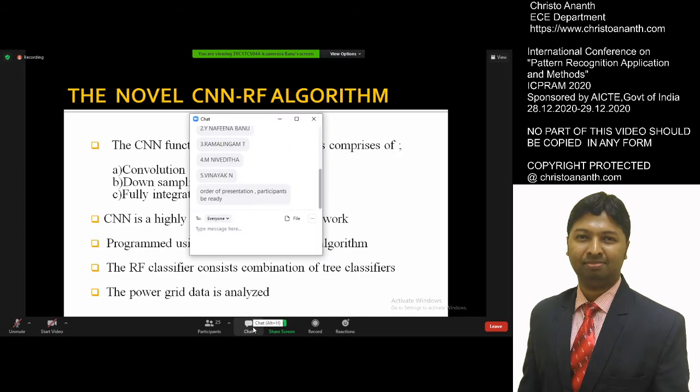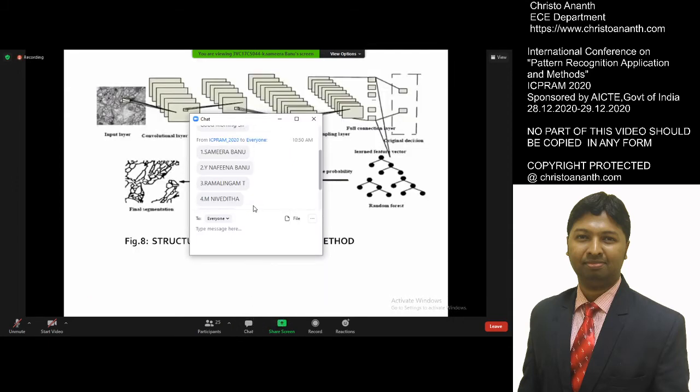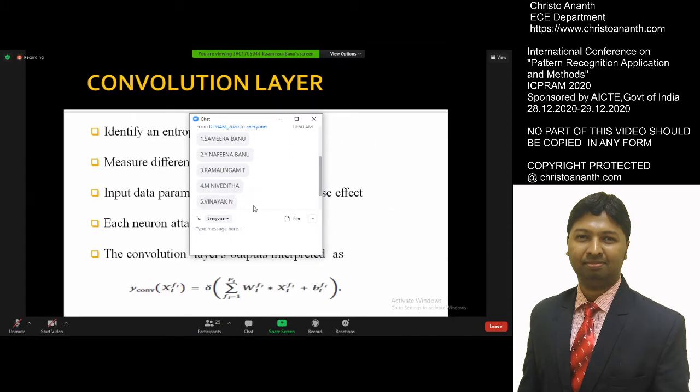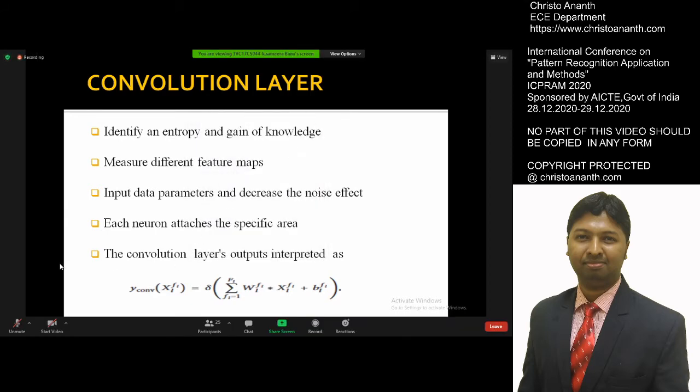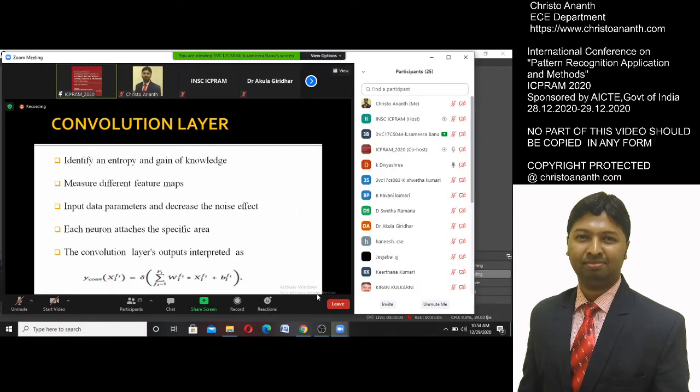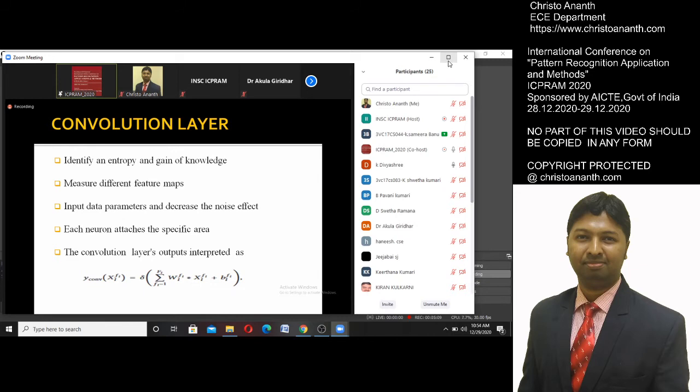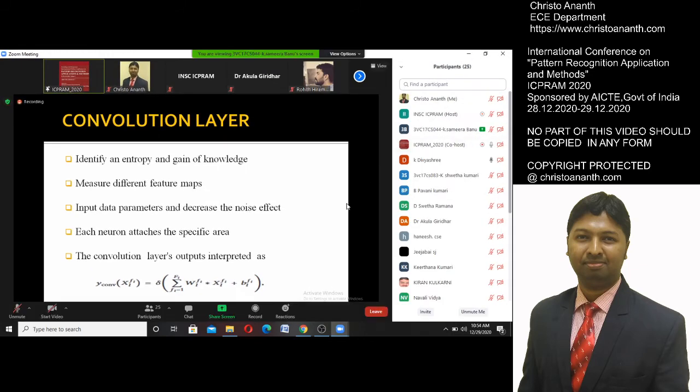First, we'll move to the convolution layer. The convolution layer consists of vector filters used to compute different feature maps. Each neuron attaches to a specific area, and the convolution layer output is shown in this figure. And next we'll move to the downsampling layer.